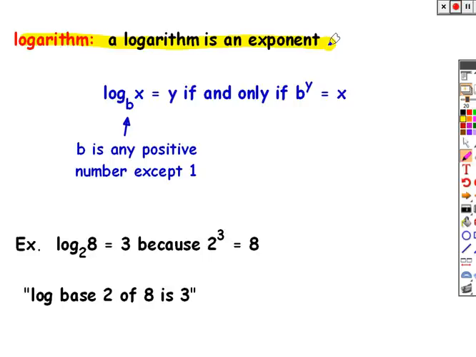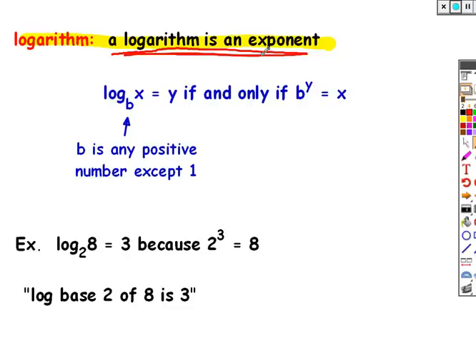So tomorrow in class, let's start class like this. I'd love to say, good morning, students. What is a logarithm? And then you could reply, good morning, Mrs. Meister. A logarithm is an exponent. So what is a logarithm? A logarithm is an exponent.